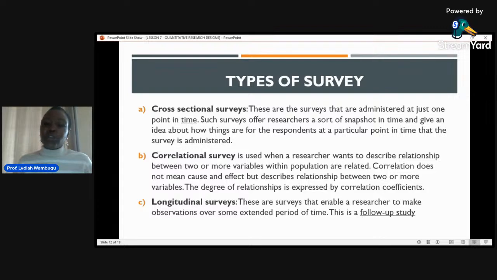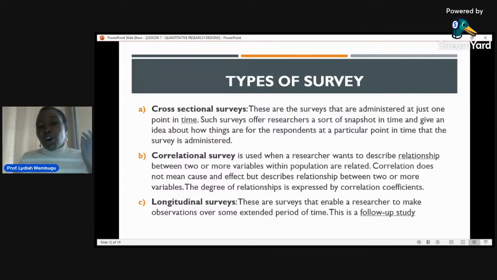So cross-sectional is a survey administered at a point in time. So it is when we want to describe the population at a particular point in time when you have administered the survey. Correlational is when you want to determine the relationship between 2 or more variables within a population.